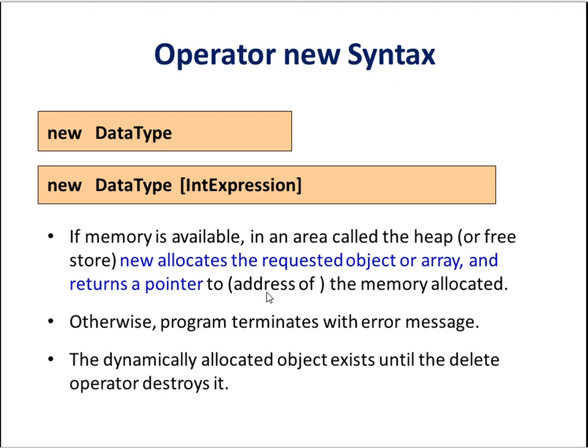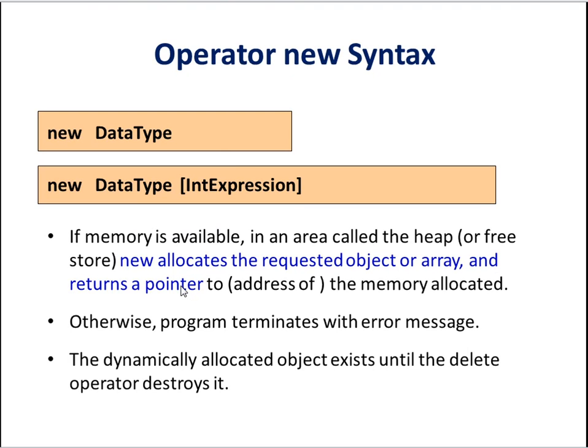This is the syntax for allocating memory using new: new data type, and new data type with an int expression. You can provide an array here, or you can provide some values also. If memory is available in the heap area, then it allocates the memory for the requested object, array or any variable, and returns the pointer to the allocated memory. Otherwise, the program terminates with an error, or it fails to allocate the memory.